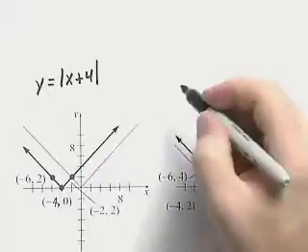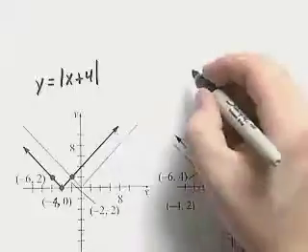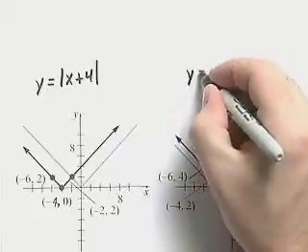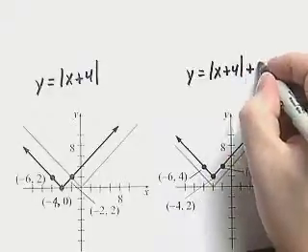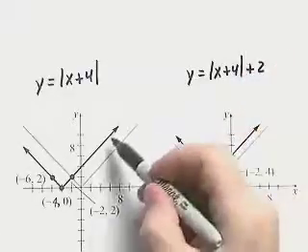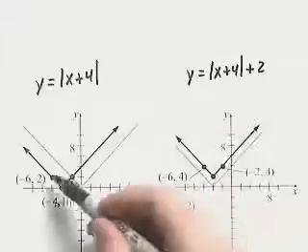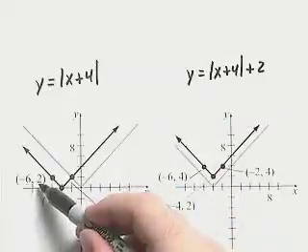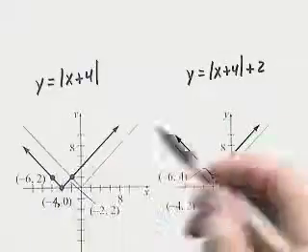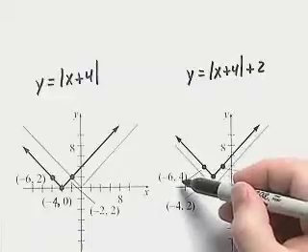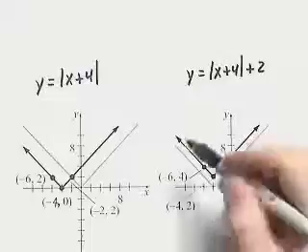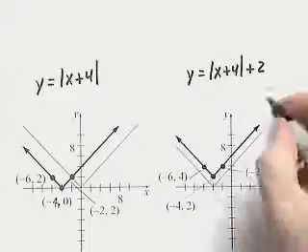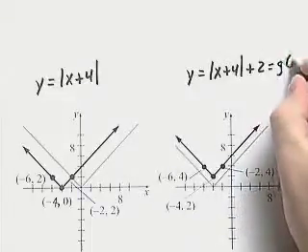The last thing we need to do is to shift this graph up 2 units. That will give us the graph of the absolute value of x plus 4 plus 2. So we're going to take this graph and shift it up 2 units. If we pick a point, say negative 6, 2, go up 2 units, that will correspond to the point negative 6, 4. We've added 2 units to the y coordinate. This is our final graph, so this is the graph of g of x.